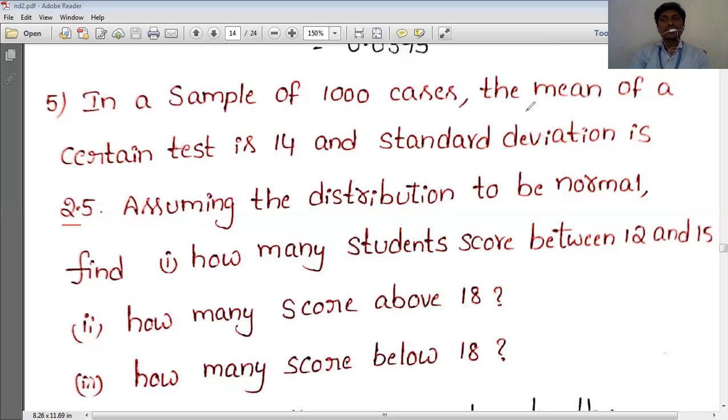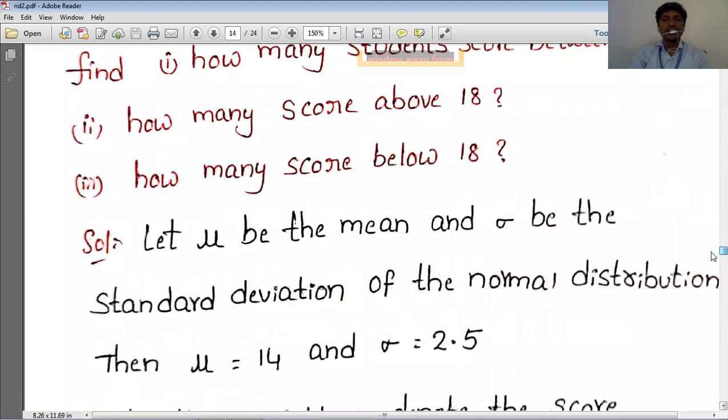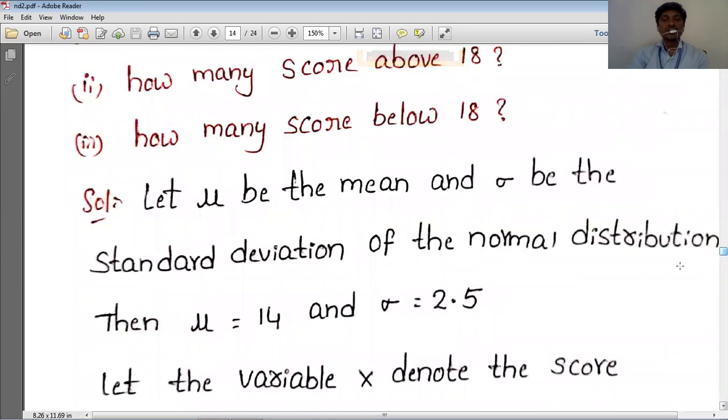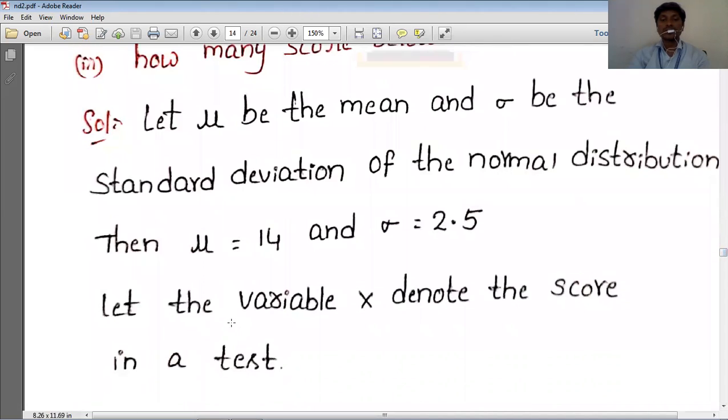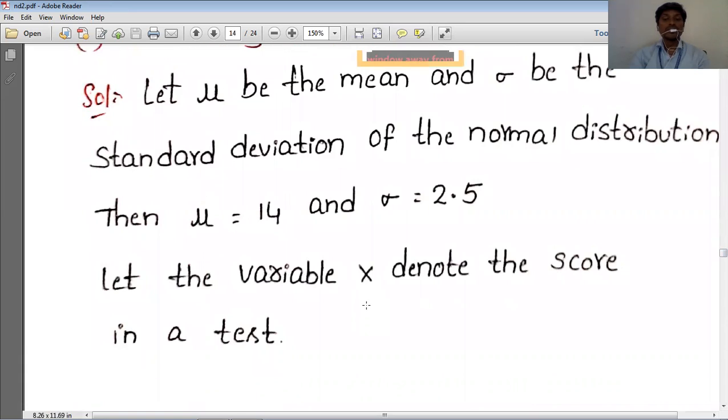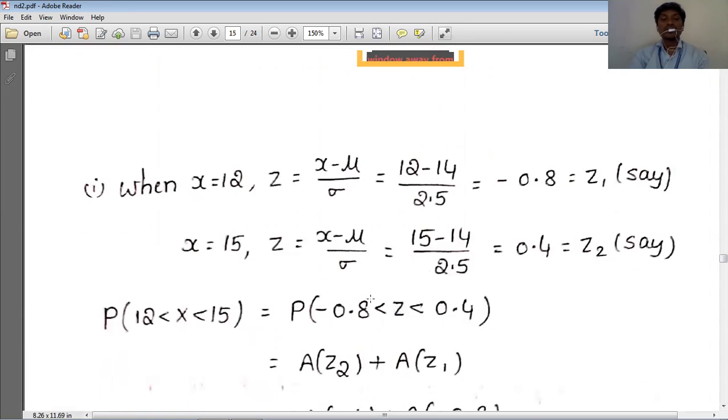Okay. Next. See that, so same. Let mu be the mean and sigma be the standard deviation of the normal distribution. So just what they mentioned in the problem we wrote here, and let x be the variable denoting the score in the test. And here it is first what we said, right? So z is equal to x minus mu by sigma. After calculating, unfortunately we are getting one negative and one positive.